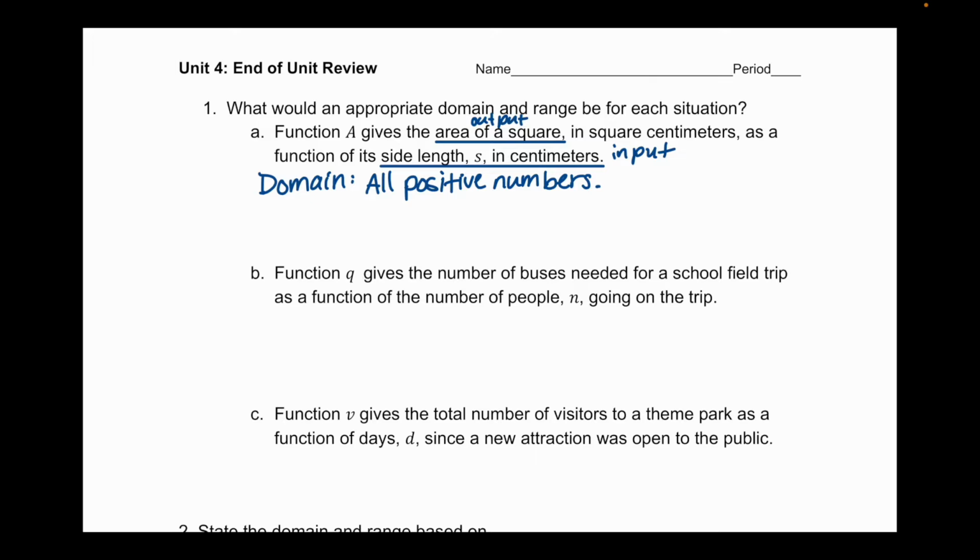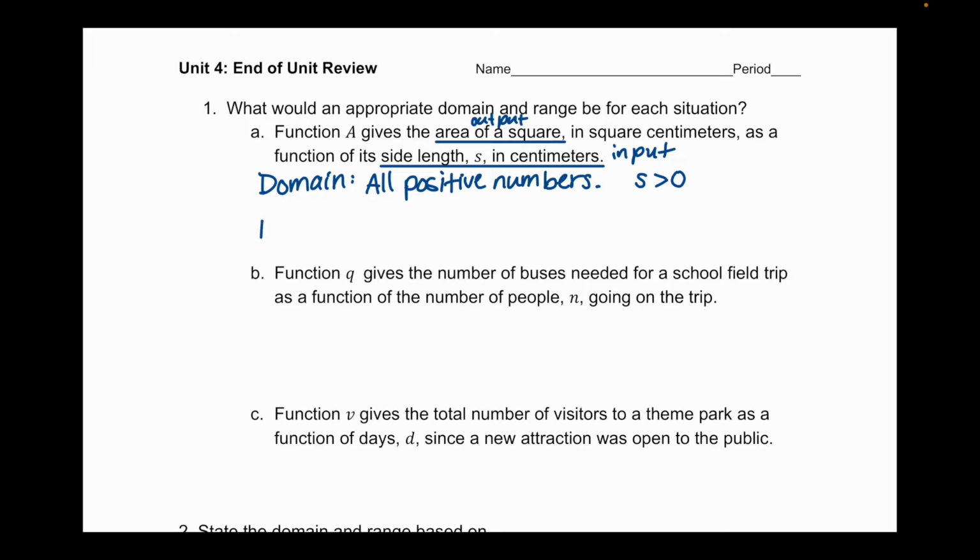Another way to say it, since this would be an x value, or it gave us the variable s, we could say that s is greater than 0. Now technically we could input 0 as a length, and we would get 0 for an area, but that just means that our square doesn't exist. So I would argue that it's greater than 0 and not greater than or equal to.